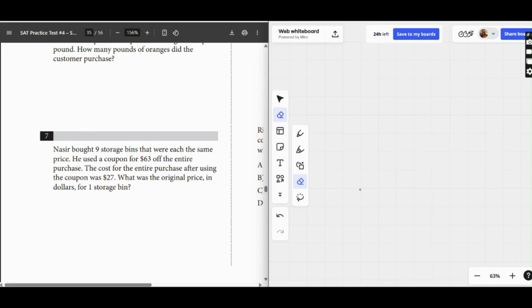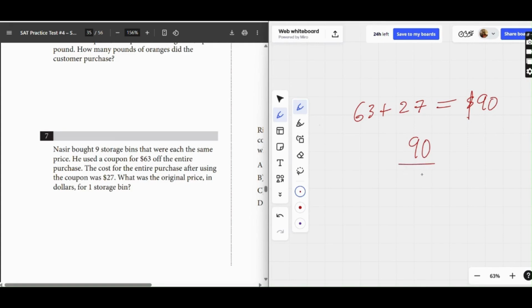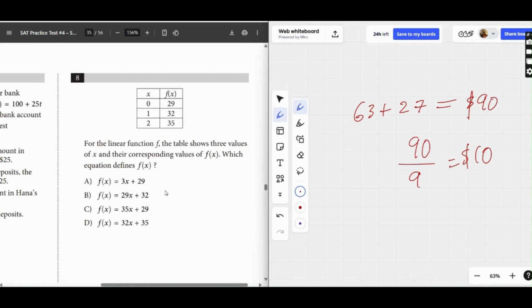Seventh question. Nazir bought 9 storage bins that were each of the same price. He used a coupon for $63 off the entire purchase. The cost of the entire purchase after using the coupon was $27. That means a total of 63 plus $27, which is $90, was the actual price of those 9 storage bins. So there's a total cost of $90 and there are 9 bins, therefore $10 is the cost of each of them.